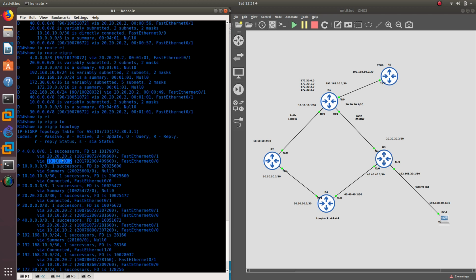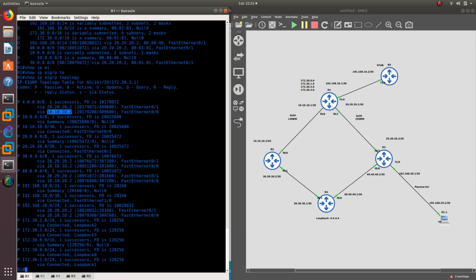But what I want to do is load balance between both of them, since 128 is not really that bad compared to 256. So I still want to load balance between the two links, and we're going to have to do some unequal load balancing. Unequal load balancing can only be done using EIGRP, because OSPF cannot do unequal load balancing. OSPF only does equal load balancing. EIGRP does equal and unequal load balancing. All right, so let's go ahead and fix that.